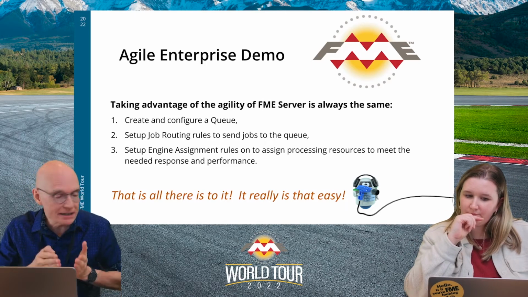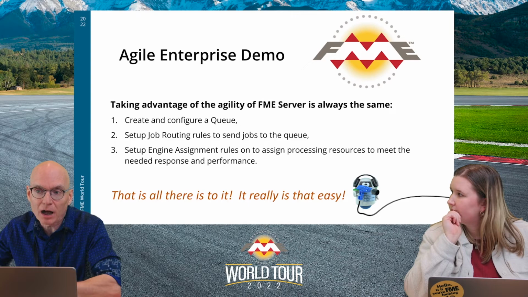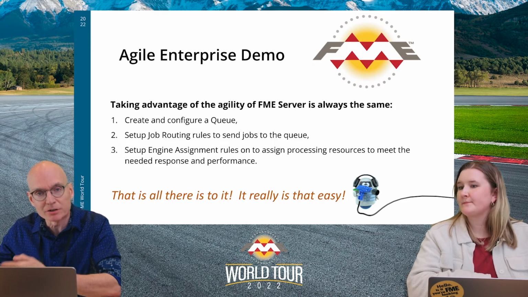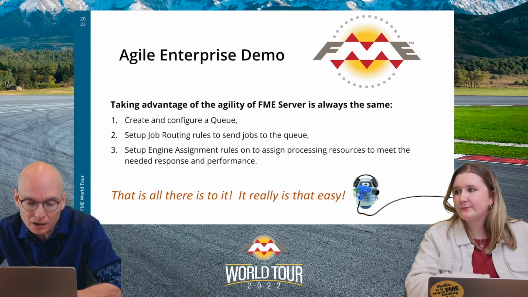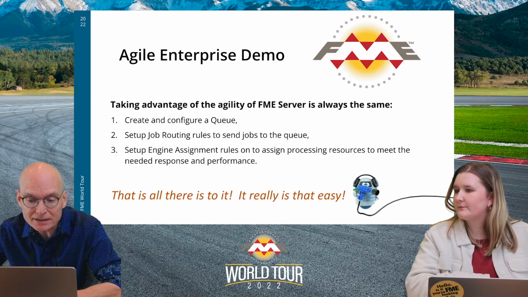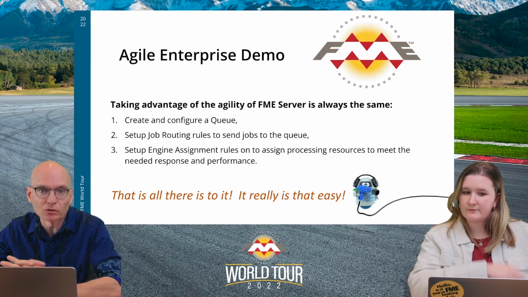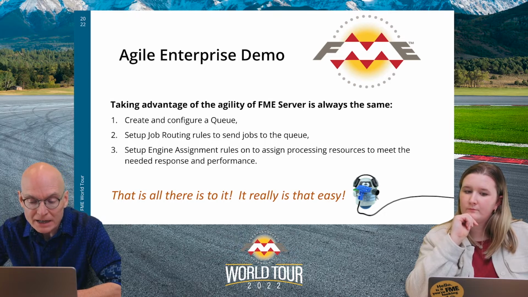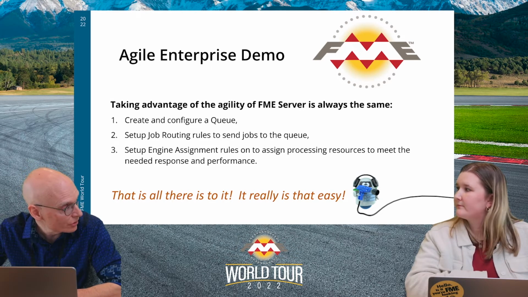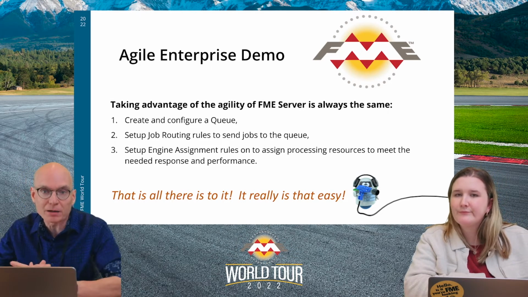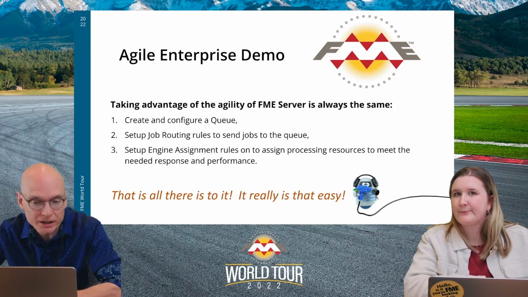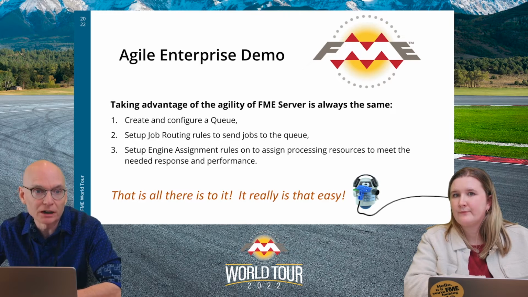So what she did is she created a queue for this special type of work. And then it was really easy for her to set up a routing job. In this case, she used automations, but she showed how you could use percent CPU time and historical job statistics to do that. And then last but not least, it was up to the engine assignment rules that actually assigned the processing resources to that. And that's all there is to it. And really that pattern is the same pattern you use over and over again. So once you learn that pattern, it's really quite simple to allocate.